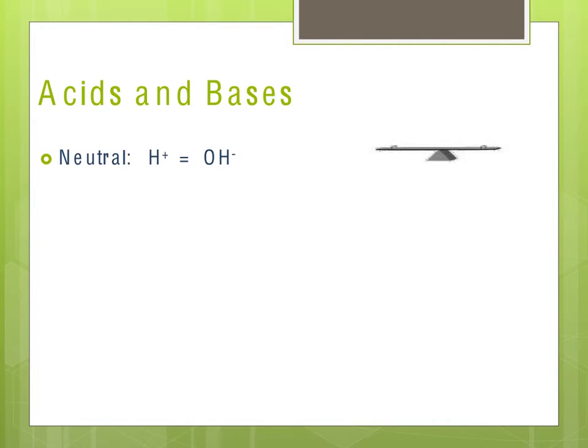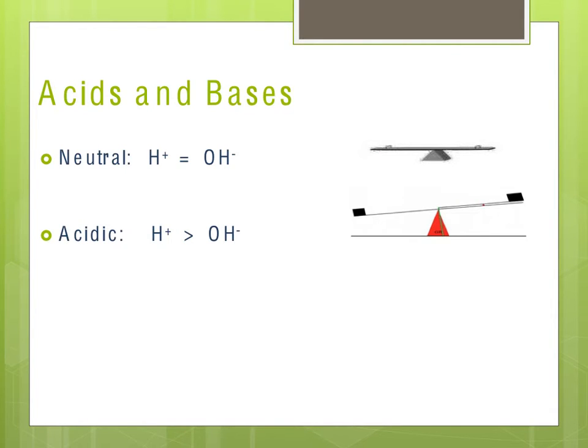Now, a neutral substance is something where, whenever it's dissolved in water, the number of hydrogen ions and the number of hydroxide ions are equal to each other, so it is balanced. That doesn't mean it does not have hydrogen or does not have hydroxide. A neutral substance can have both hydrogen and hydroxide. What this means is that you have equal amounts of them and they're equally balanced, so it is neutral. It is neither heavy on the hydrogen nor heavy on the hydroxide. It's balanced, neutral.